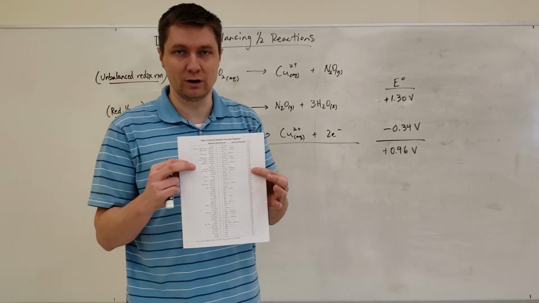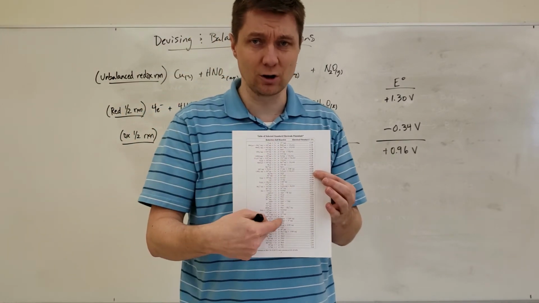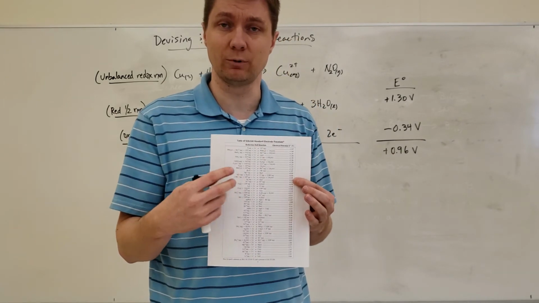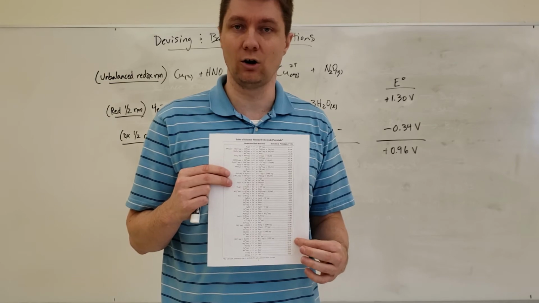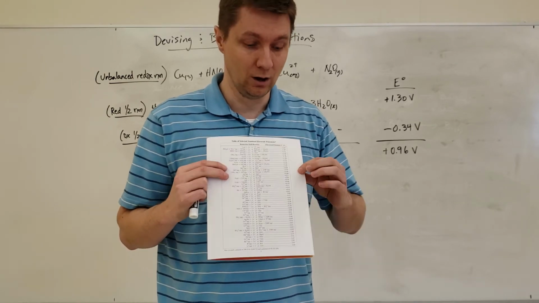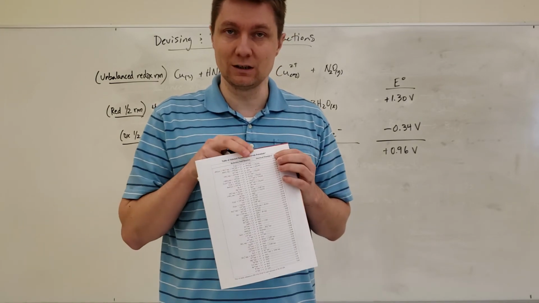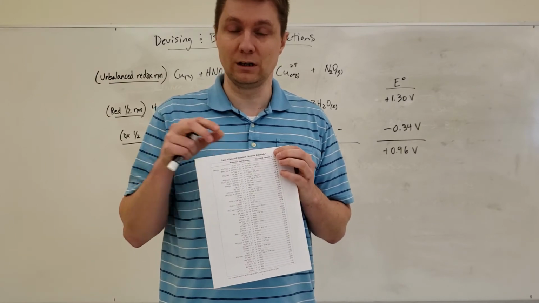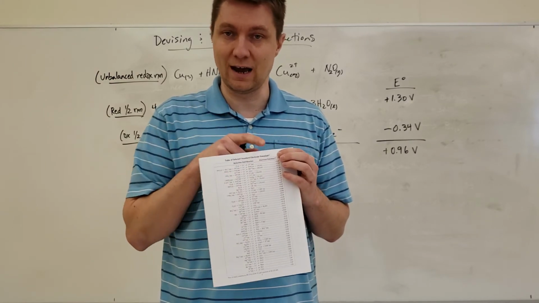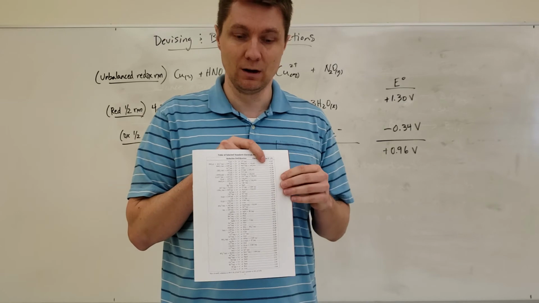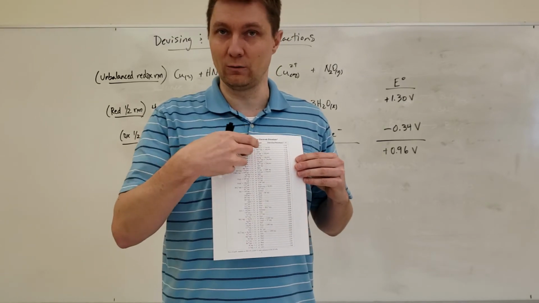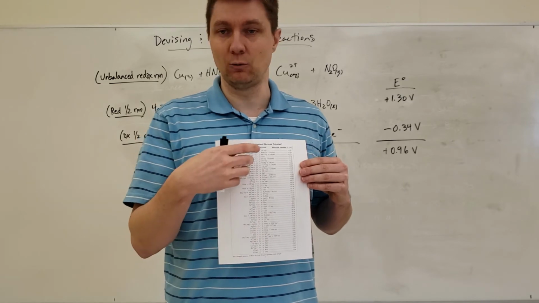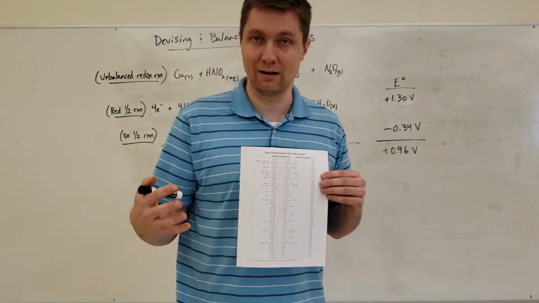Now in this booklet here, this chart is a reduction half reaction table. So naturally, all of these numbers down the right-hand side are all reduction potentials. So what this means is that this shows the ability that these half reactions have to gain electrons. Now, if I write these reactions backwards from how they're written in the booklet, that will give me an oxidation half reaction.